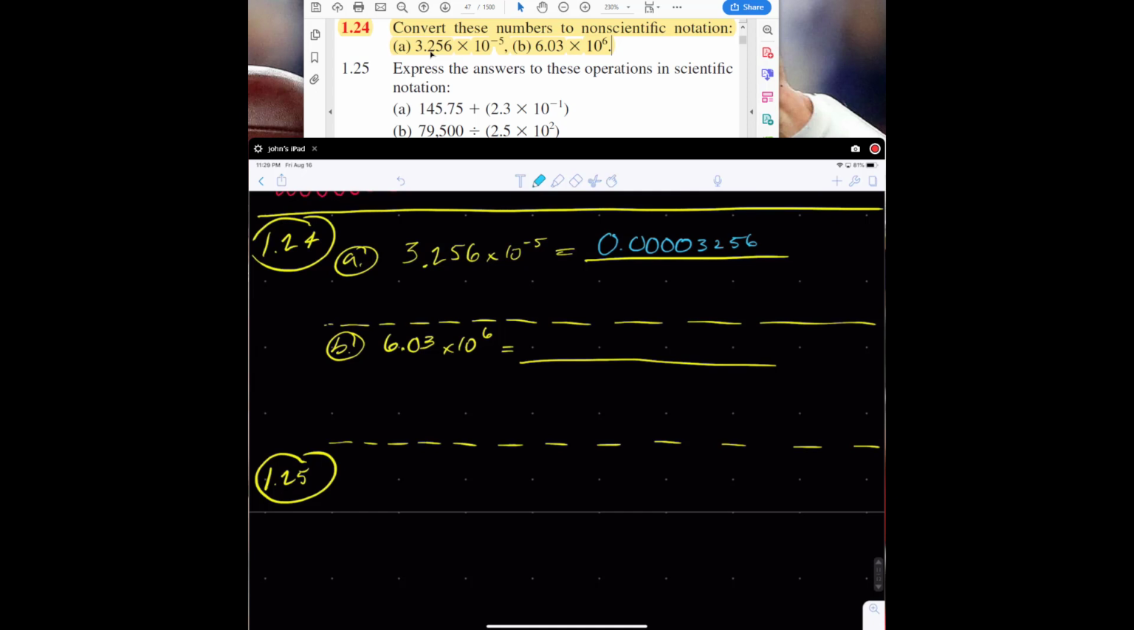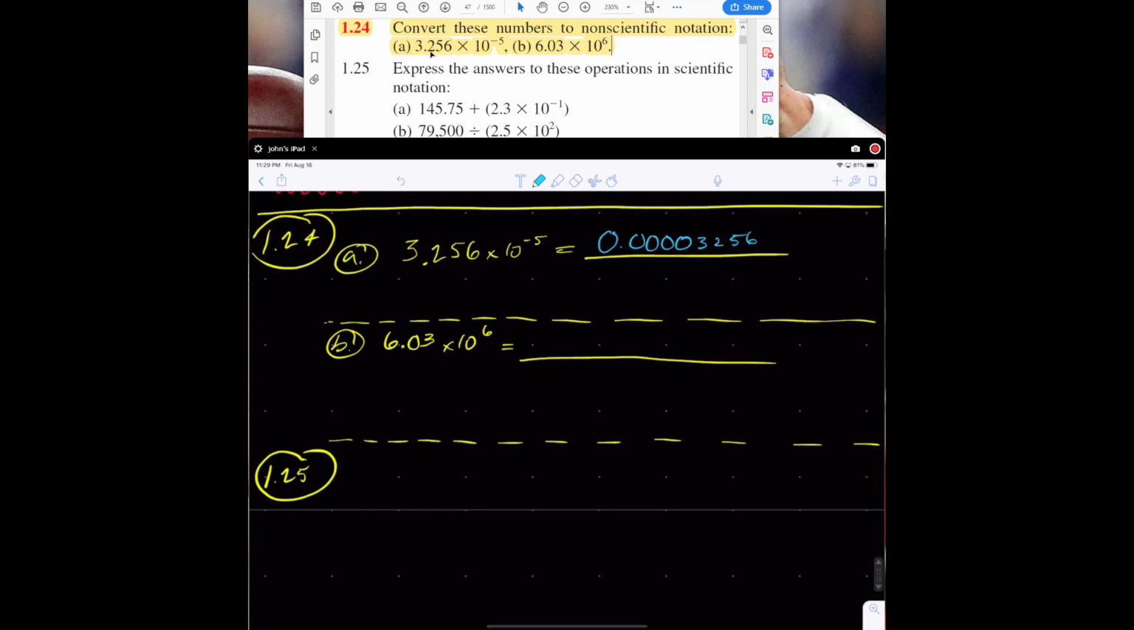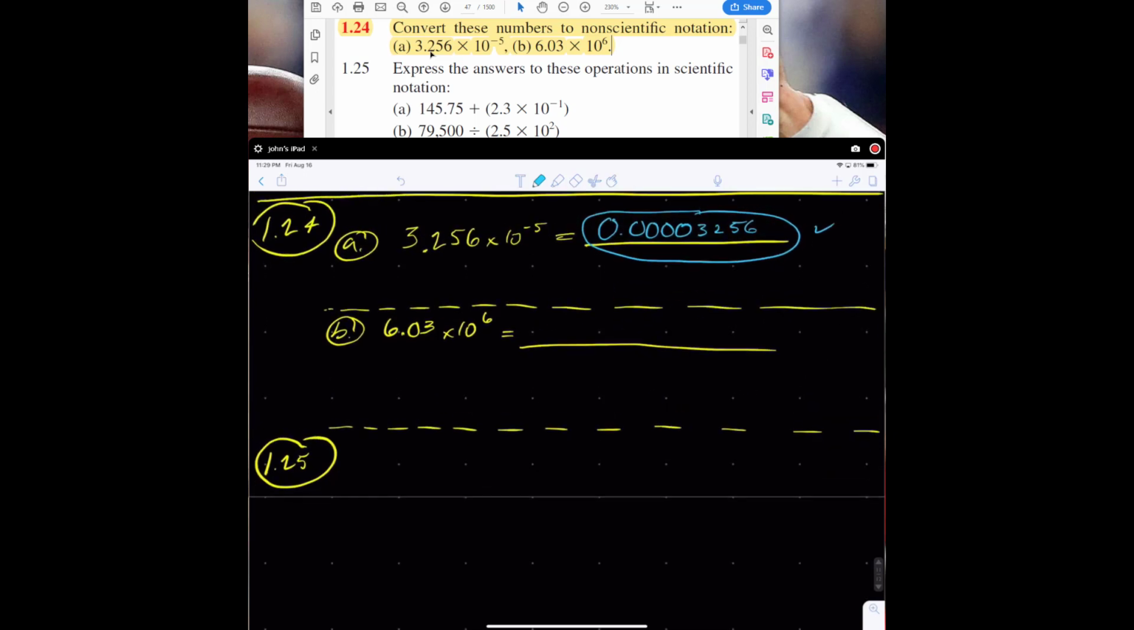Okay, you can check that on a calculator, but we simply moved it 1, 2, 3, 4, 5, and we had 0, 0, 0, 0. Right, and that's what we ended up with. So this is our number, and from the solutions in the book, this is correct. So our next number, part B, 6.03 times 10 to the 6. Our n exponent is +6.